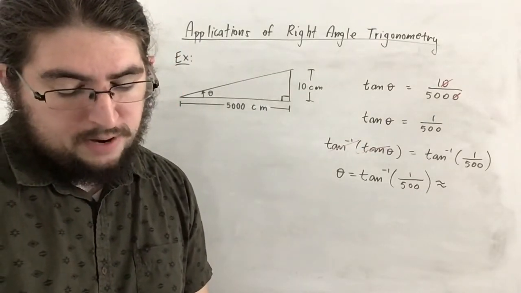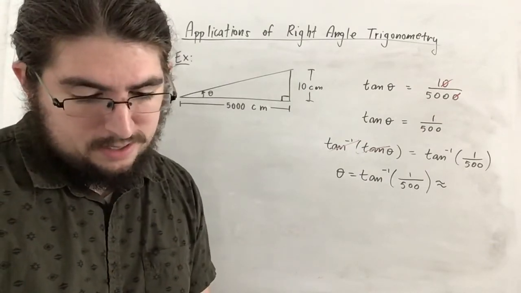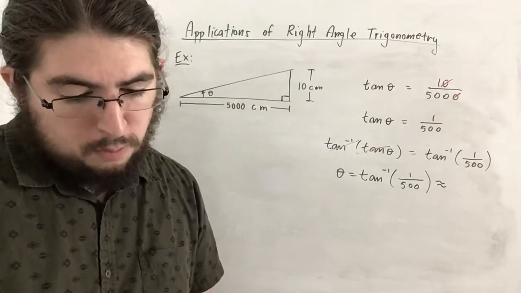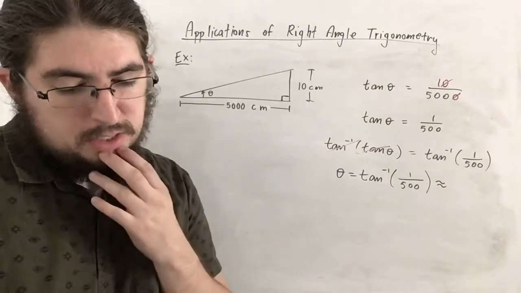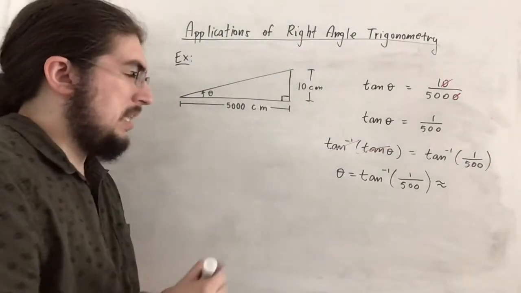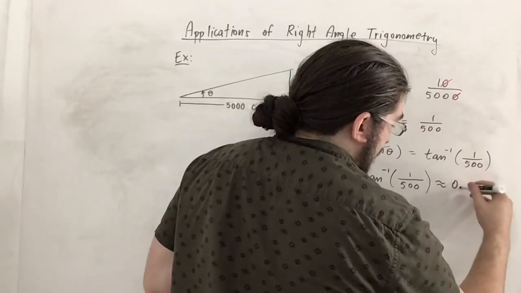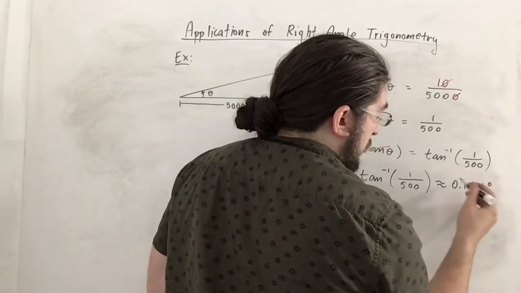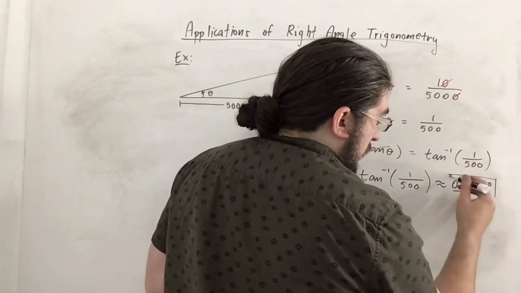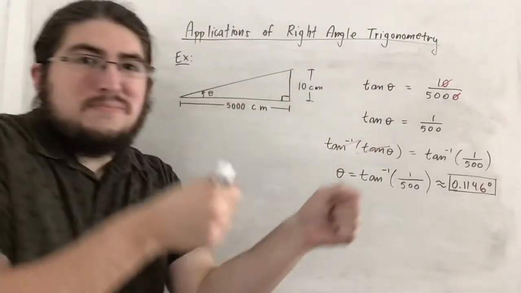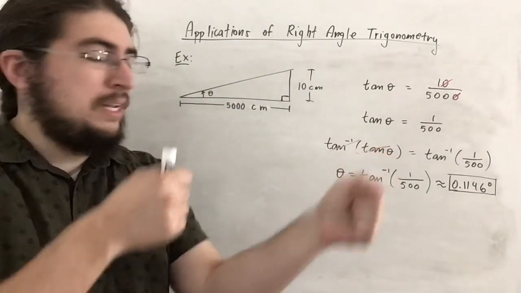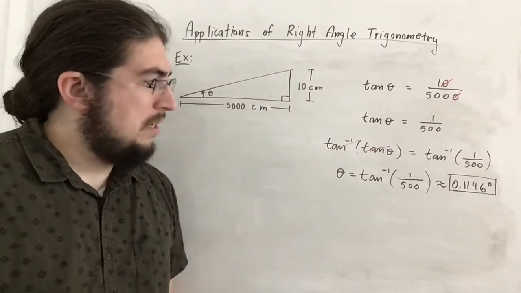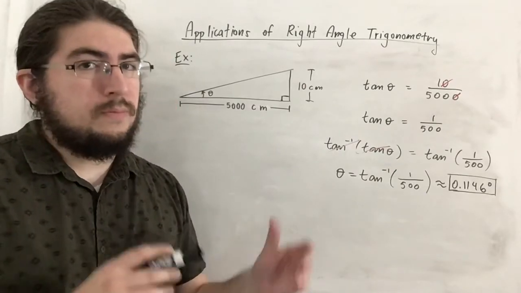And tangent inverse of 1 over 500, I got 0.11. I want to make sure I'm in degrees. Good. So 0.11459, that rounds to 0.1146 degrees, which is super, super tiny. What that tells you is that you better not even move a little bit, because moving just a little bit, that's probably going to be 0.11 degrees, which, if you want to think of it, is like 1/10 of a degree, which is really, really precise.